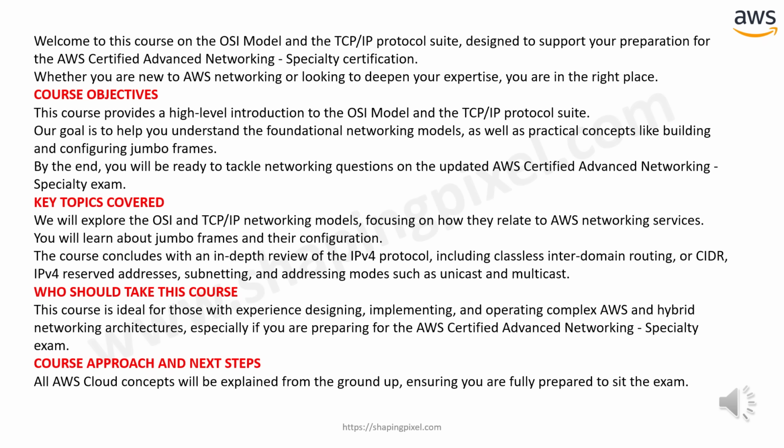The course concludes with an in-depth review of the IPv4 protocol, including classless interdomain routing or CIDR, IPv4 reserved addresses, subnetting, and addressing modes such as unicast and multicast. This course is ideal for those with experience designing, implementing, and operating complex AWS and hybrid networking architectures, especially if you are preparing for the AWS Certified Advanced Networking Specialty exam. All AWS cloud concepts will be explained from the ground up, ensuring you are fully prepared to sit the exam.